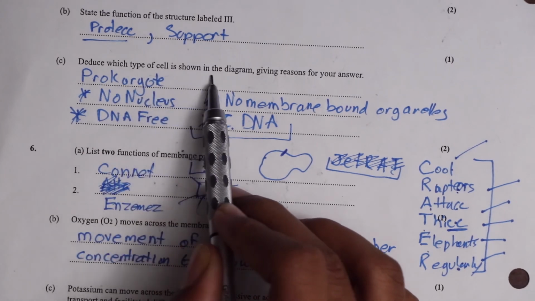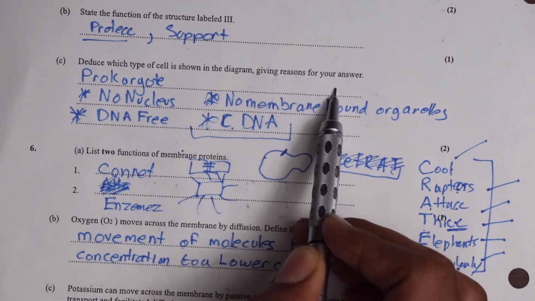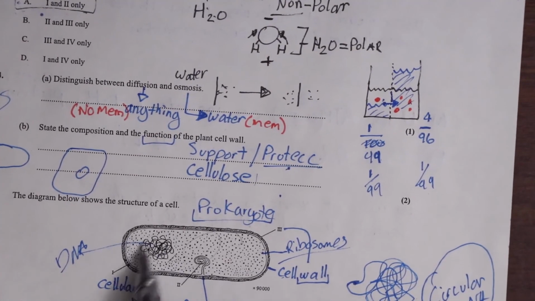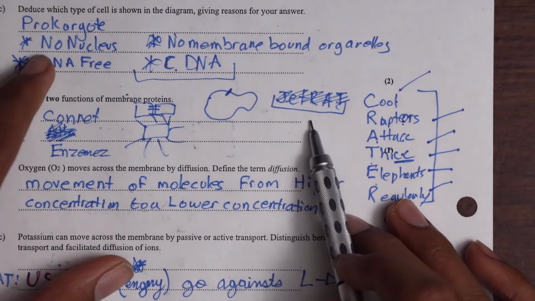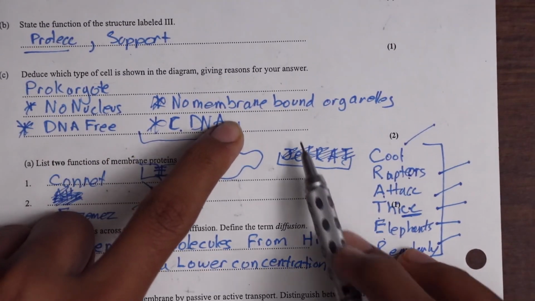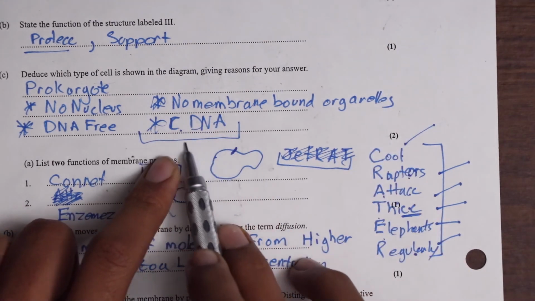Define which of the cells is shown in the diagram, giving reason for your answer. So what do you think this is? I think it's prokaryote, and the reason is because it does not have a nucleus, it does not have any membrane-bound organelles, and its DNA is circular.